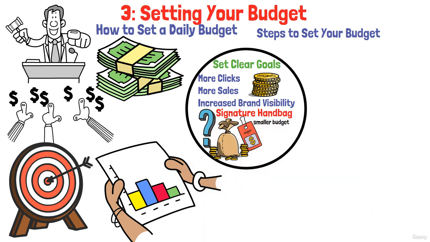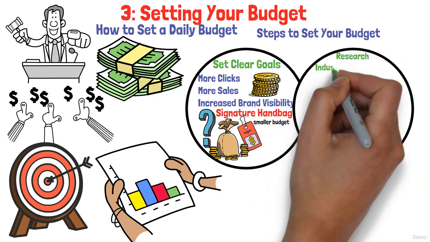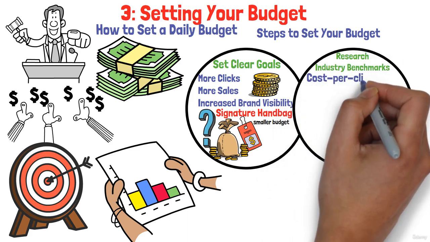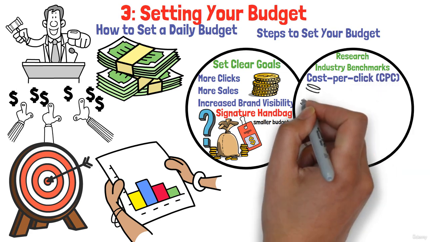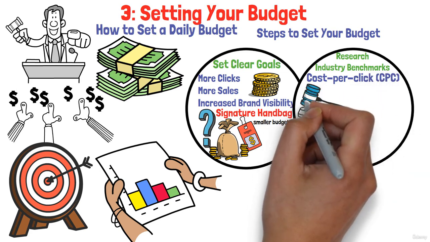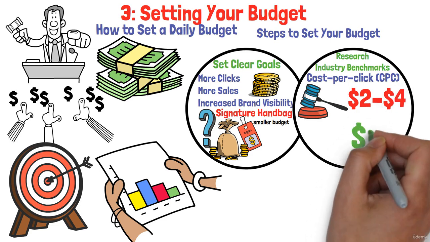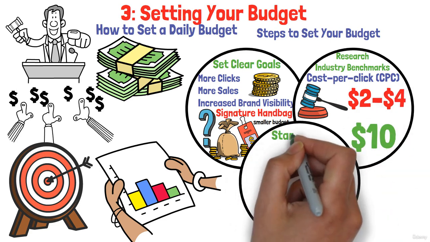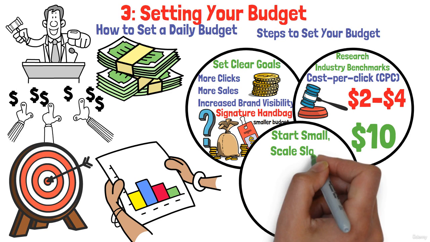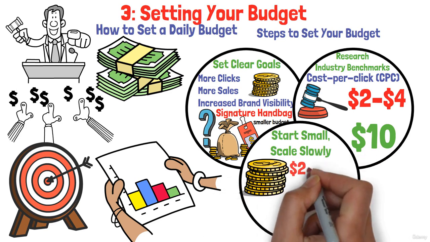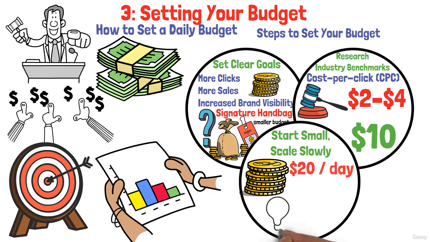2. Research industry benchmarks. Take a look at the average cost per click, CPC, for your industry to get a feel for what a competitive bid might be. A local restaurant may pay $2 to $4 per click, while a tech company might pay $10 or more. 3. Start small, scale slowly. Start with a modest budget, say $20 a day, and scale up gradually. This gives you the opportunity to test your campaign's performance before committing to larger spend.